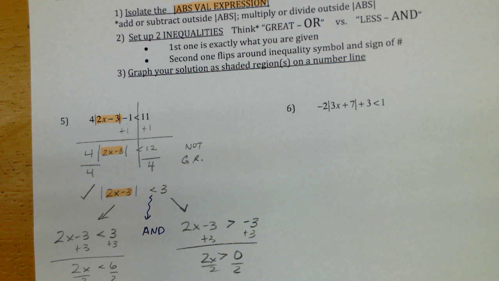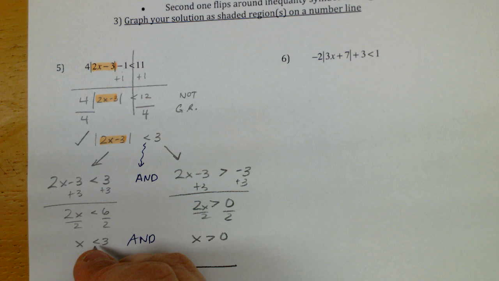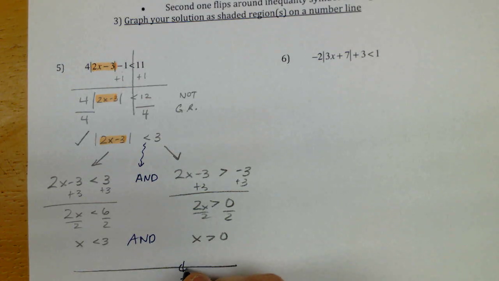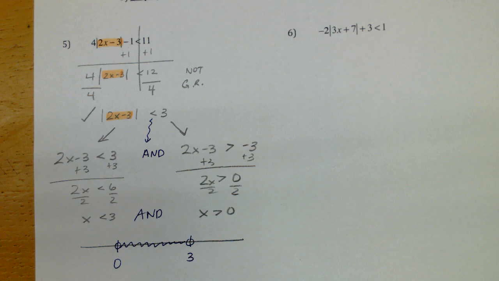Number line. Now remember, anytime we have and, we want the middle section. And is the middle. It's the glue that holds the 2 parts together. So less than 3 and greater than 0. 3 is a key value. 0 is a key value. And I want to shade up the middle. And I'm done. That's the solution I'm looking for.